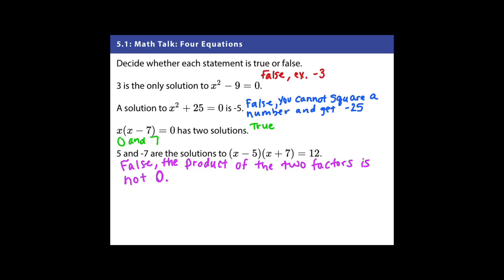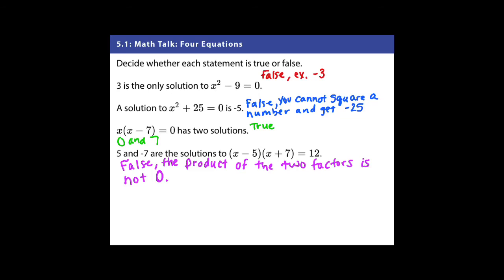So even if you did negative 5 times negative 5, you still get a positive 25, and that plus 25 would not be 0. Okay, for the next one, x times a quantity x minus 7 equals 0 has two solutions. That is true. That would be 0 and 7.